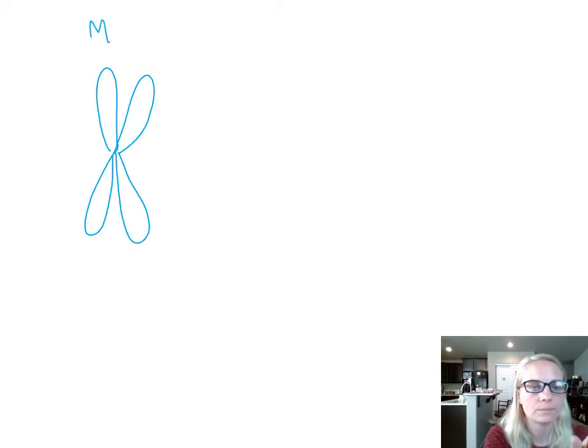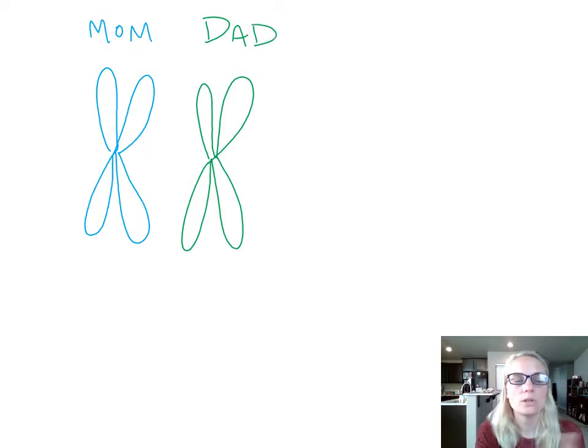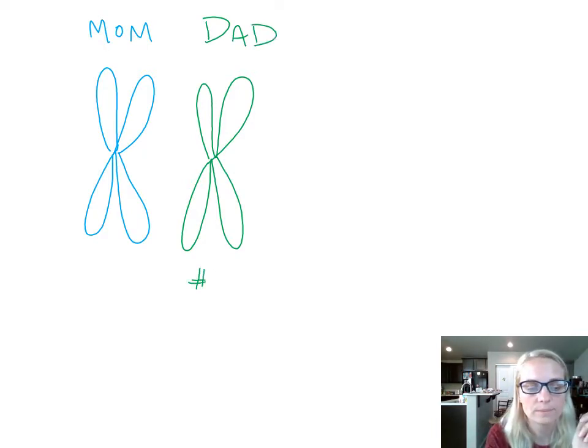Okay, so I'm going to try to use some color here. I'm not going to do the different color for the replicated. I'm just going to do some solid colors. So let's say I have chromosome number 1 from mom, and I have chromosome number 1 from dad. Okay, so these are both chromosome number 1.